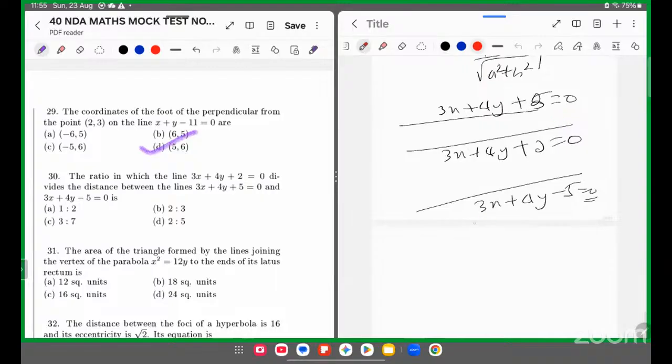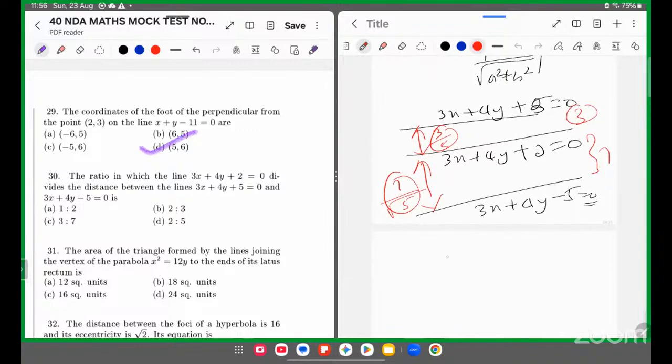So what is the distance between these two? It can be written as C1 minus C2 divided by under root of A square plus B square. So 5 minus 2 is 3, divided by 5. Here it is 2 minus minus 5, 2 minus minus 5 is 7, 7 divided by under root of, that means 7 by 5. Here it is 3 and here it is 7. So actually the answer is 3 is to 7.